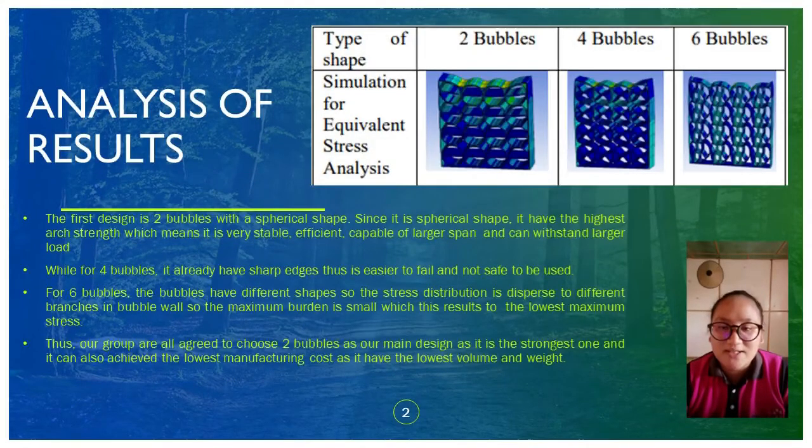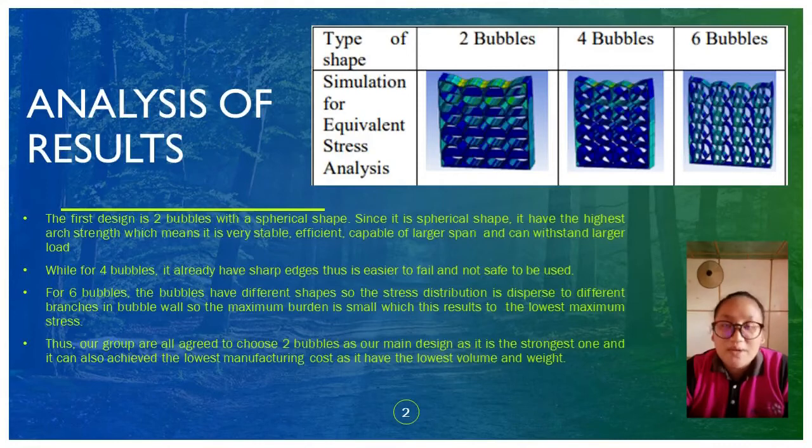The next part is the analysis of result. From the table, the first design is 2 bubbles with a spherical shape. Since it is spherical, it has the highest arc strength, which means it is very stable, efficient, capable of larger spans, and can withstand larger loads. While for 4 bubbles, we can see from the table, it already has sharp edges, thus it is easier to fail and not safe to be used.